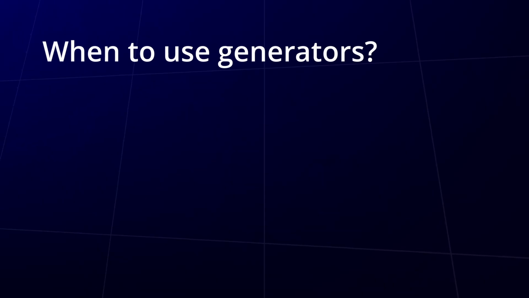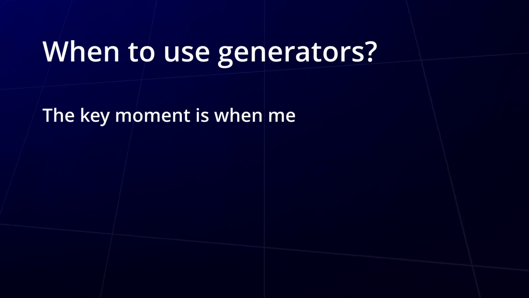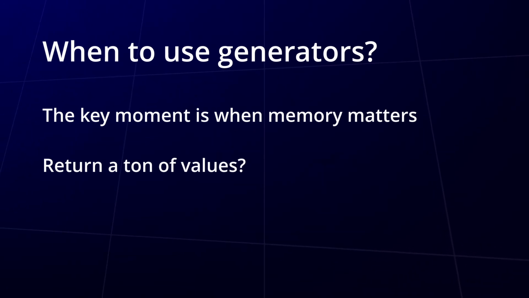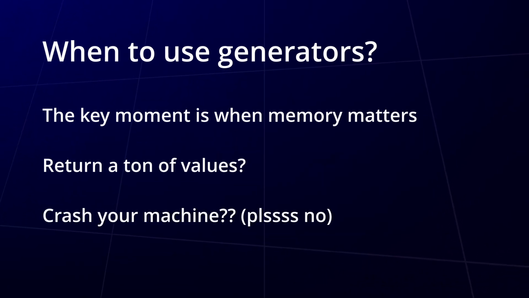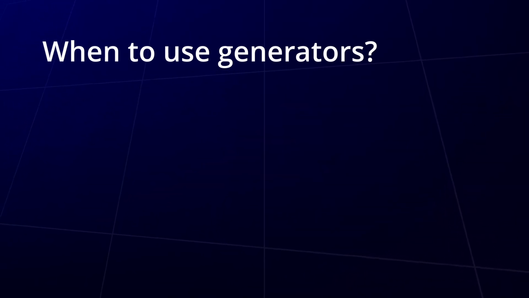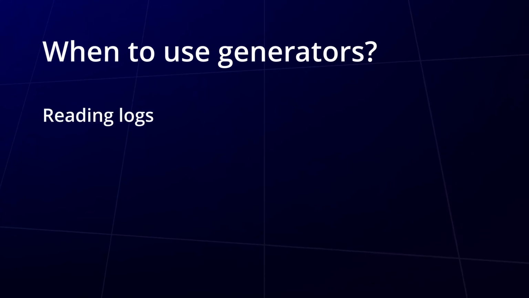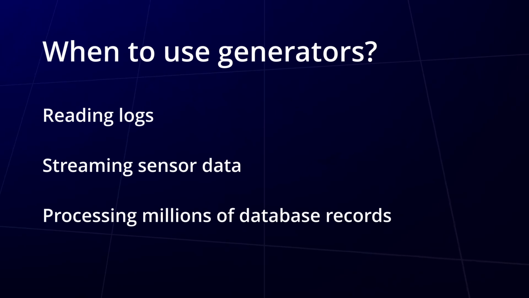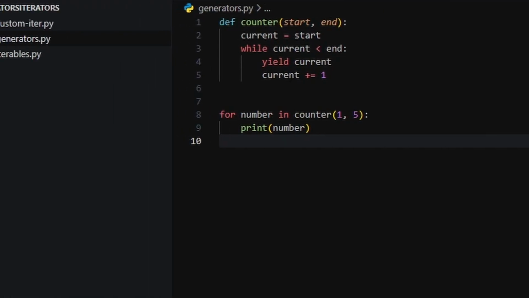So when should you actually use a generator instead of a regular function? The key moment is when memory matters. If your function is going to return a ton of values, storing all of them in a list might be wasteful or even crash your machine. With generators, you process one item at a time, no big memory spikes, no long waits, just clean, efficient iteration. Think about reading logs, streaming sensor data, or processing millions of database records. These are generator territory.